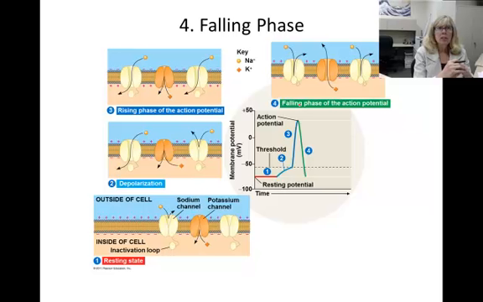The positive potential inside the membrane causes the gated potassium channels to open and the sodium channels to close. You can see open potassium and closed sodium. This sudden change in permeability makes potassium rush out, makes the inside more negative, and the voltage returns towards resting, repolarizing.